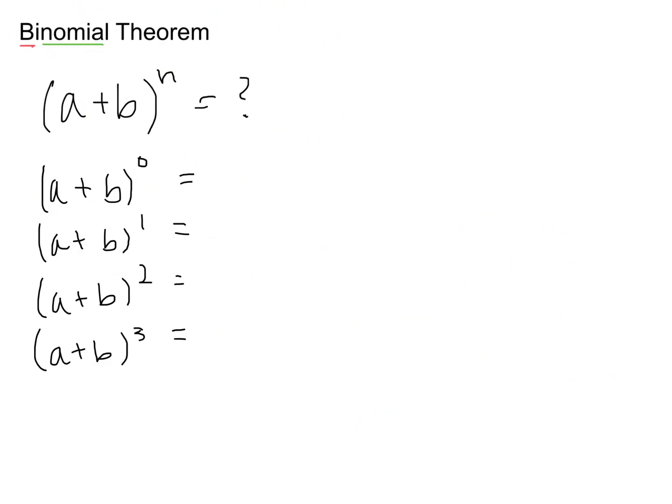Alright, so hopefully that went well. Let's think first about (a+b)^0. Well, anything to the 0 is pretty simple, right? Anything to the 0 is just going to be 1. And so it doesn't matter what a or b are, it's just going to be 1. And then (a+b) to the first power is also pretty simple. It's just going to be whatever that is, or a plus b.